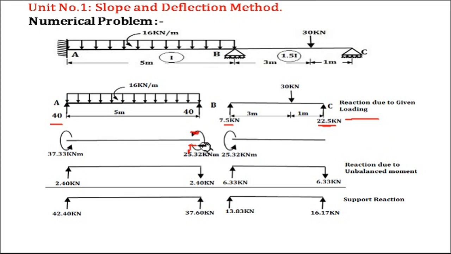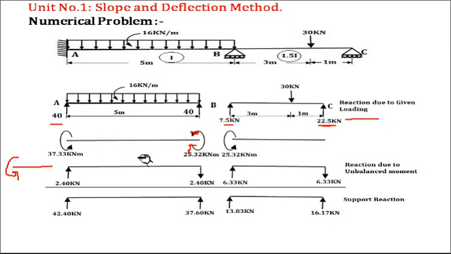So it is in clockwise direction. Here the sign is wrong. So for member AB, we have to find out the unbalanced moment. Here, if you consider these two moments, the value of moment at joint A is more. So naturally the unbalanced moment will be applying at joint A. Okay, so you have to find out the unbalanced moment.